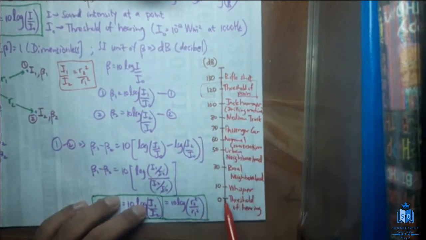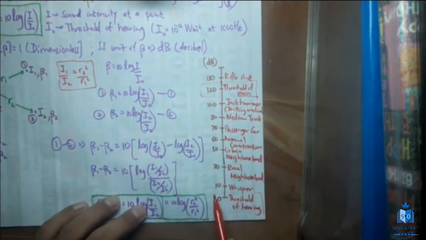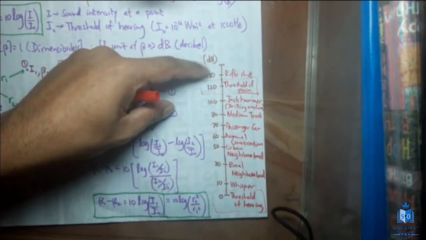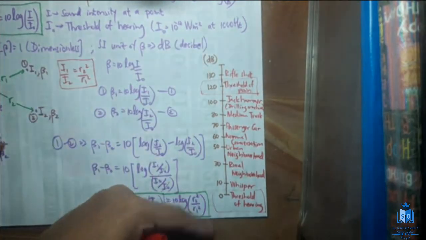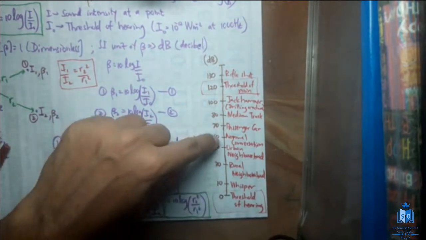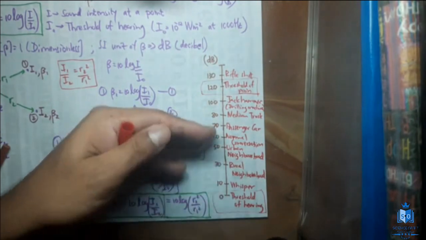The 2 limits. One is threshold of pain, the other one is threshold of hearing. If the sound is above this, that sound will create an excruciating pain in your ear. If the sound is below this, you will not be able to hear that sound. I hope you get that. Now the conversation and all that can vary. It will depend, but this is the range.